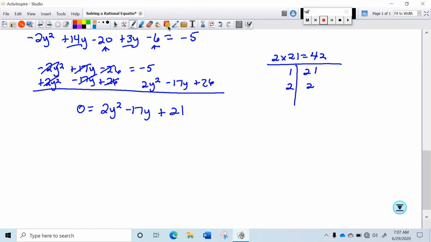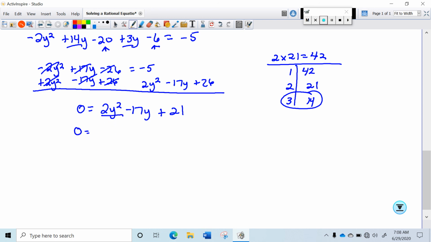I'm sorry, I don't know what I was thinking there. I think I was thinking ahead. 42 divided by 2 is 21. 42 divided by 3 is 14, and that adds up to 17. So that's the correct combination.